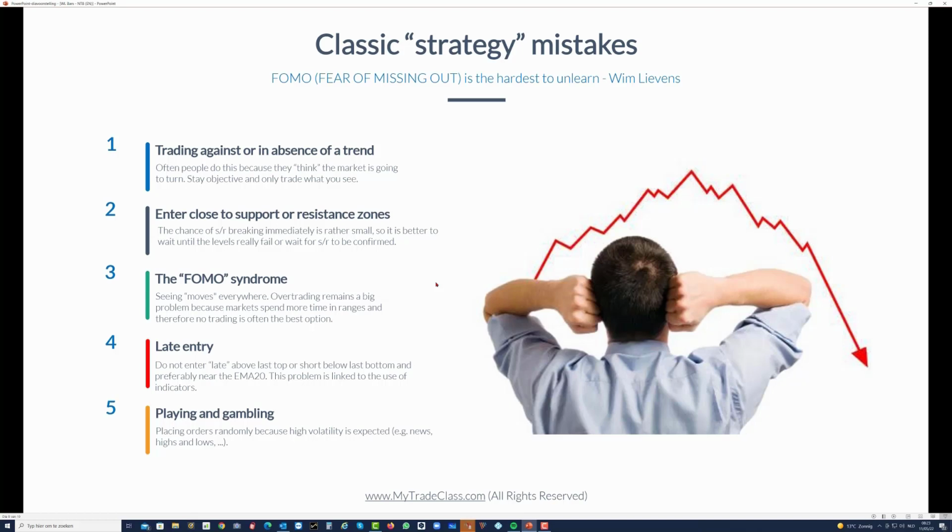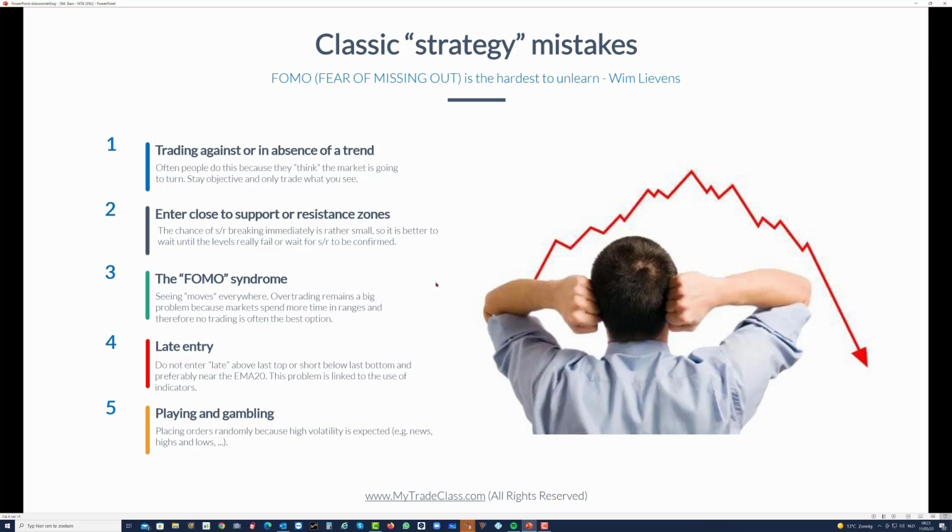Another one I see is the late entry, where people will always come one or two steps too late, because they are waiting for one or two confirmations of signals, very often with indicators, and then the business model doesn't work anymore. You have to get in there early in order to have a risk reward which is really favorable. In this case, with late entries, the business model is not very good anymore.